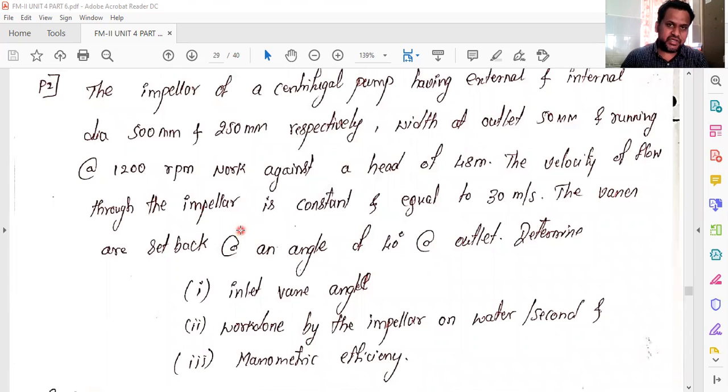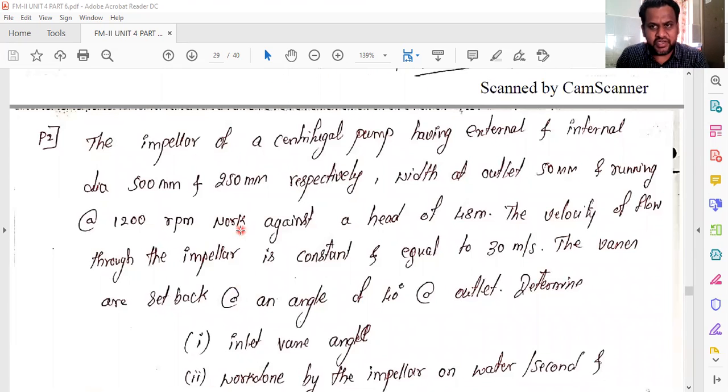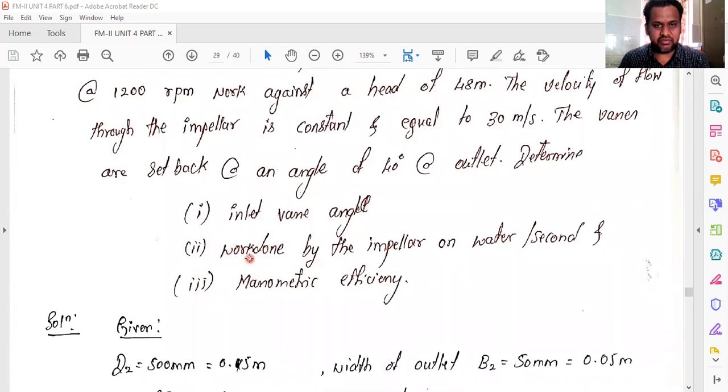The impeller of a centrifugal pump having external and internal dia 500 mm and 250 mm respectively, width at outlet 50 mm and running at 1200 rpm, work against a head of 48 meter. The velocity of the flow through the impeller is constant and equal to 30 meter per second. The vanes are set back at an angle of 40 degree at the outlet. Determine the inlet vane angle. Second one is work done by the impeller on water per second and manometric efficiency.